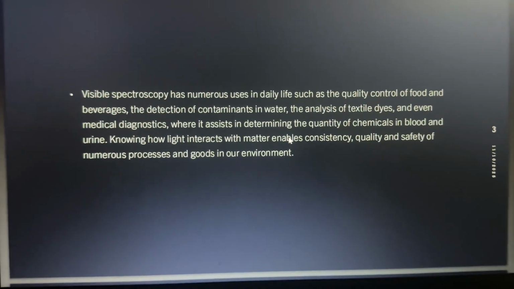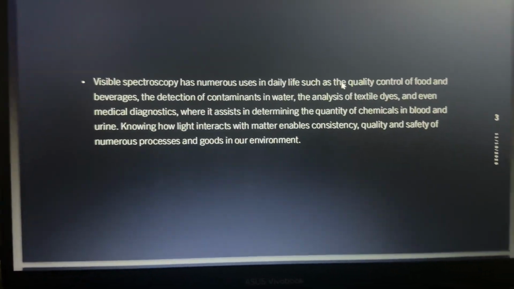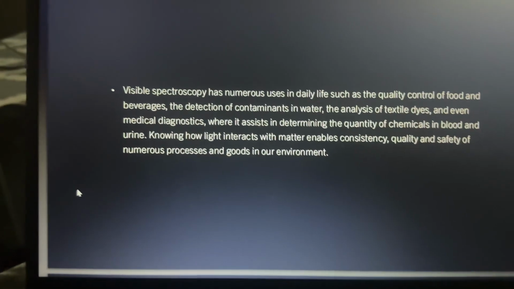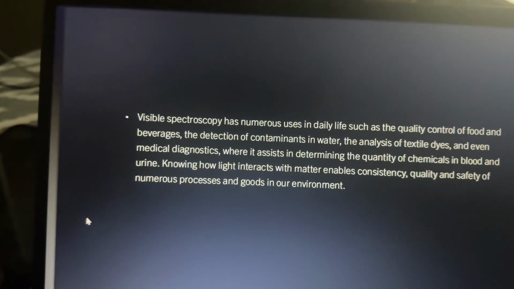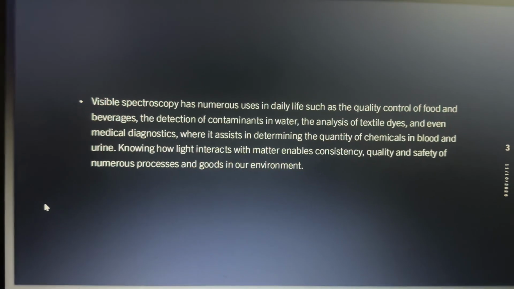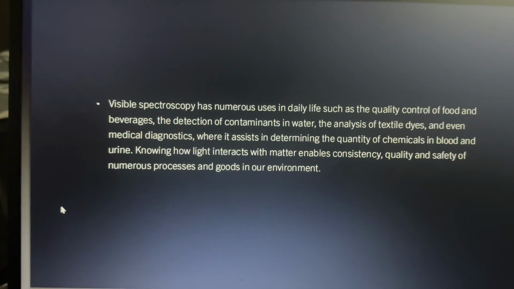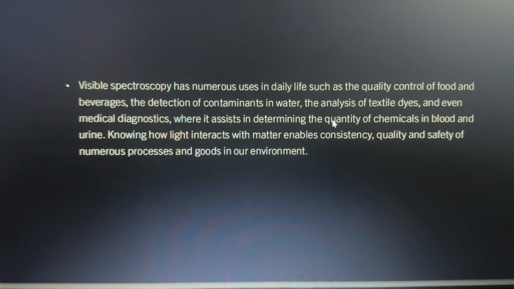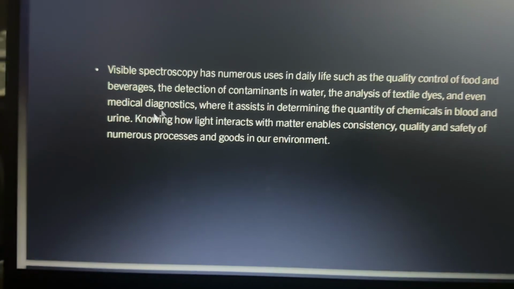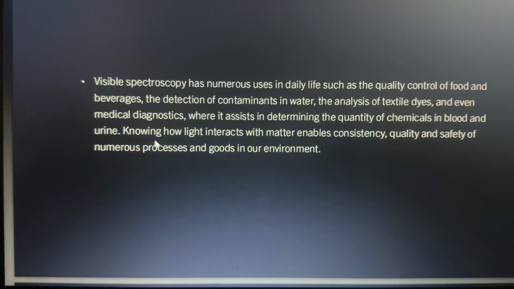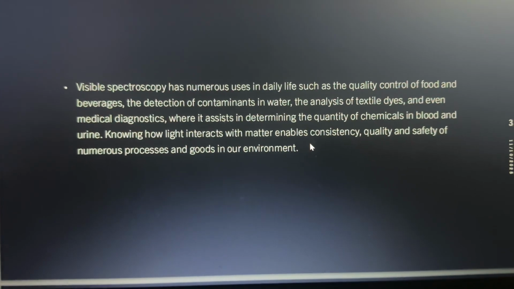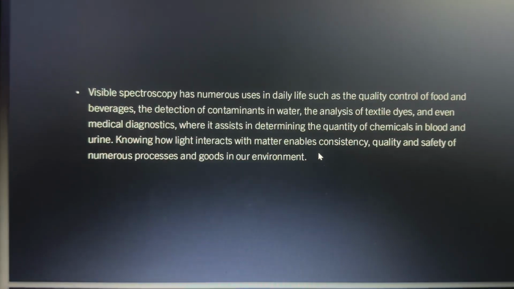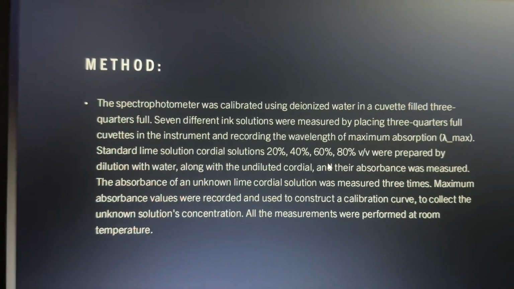So they have numerous uses in our daily life. For example, the quality control of food and beverages. Another thing is the detection of contaminants in water, and even in medical diagnostics. An example being the identification of the quantity of chemicals in blood and urine. This is important because knowing how light interacts with matter enables consistency, quality, and safety of numerous processes and goods in our environment. Next, what we are going to discuss is the method.